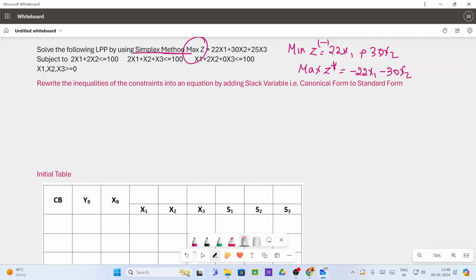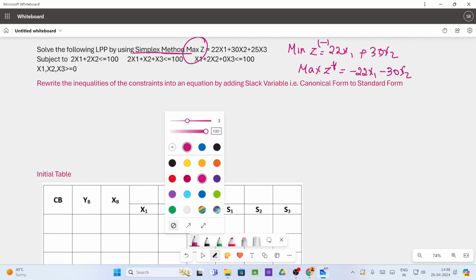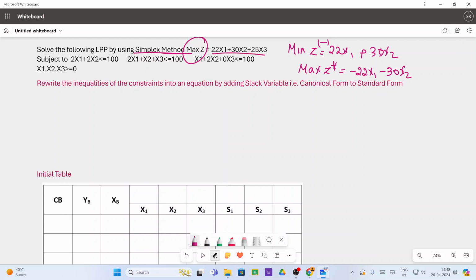Now in the question we have maximum z, so directly we can go with maximum z. The objective function is 22x1 plus 30x2 plus 25x3, and we have three constraints. The first constraint is 2x1 plus 2x2 less than or equal to 100, the second constraint is 2x1 plus x2 plus x3 less than or equal to 100, and the third is x1 plus 2x2 plus 0x3 less than or equal to 100.